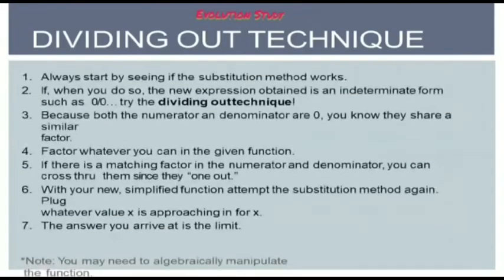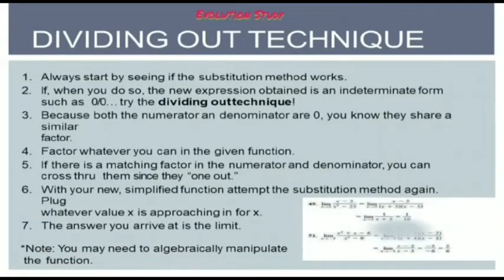Now the dividing out technique. Always start by seeing if the substitution method works. If when you do so, the new expression obtains an indeterminate form such as 0 by 0, try the dividing out technique. Because both the numerator and the denominator are 0, you know that they share a similar factor. Factor whatever you can in the given function. If there is a matching factor in the numerator and the denominator, you can cross through them since they cancel out. With your new simplified function, attempt the substitution method again.